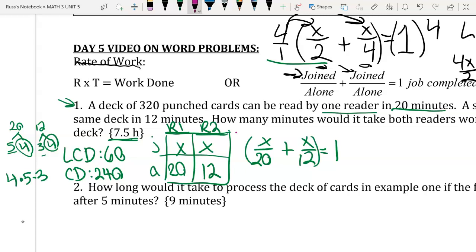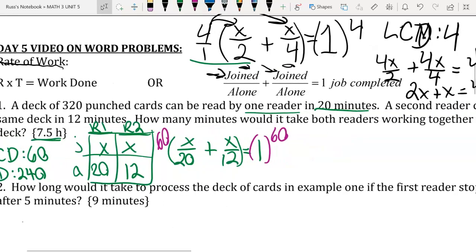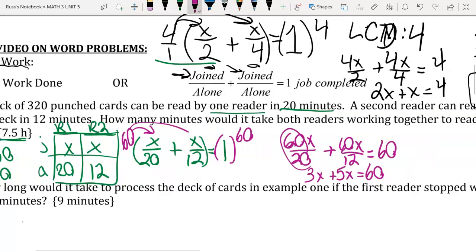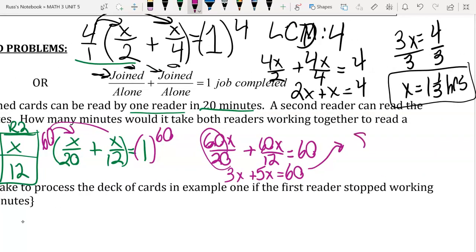Now, you can multiply by 240. You will still get the same answer if you do your algebra right. But I'm going to use the least because I don't feel like doing the bigger numbers. So 60 times x is 60x over 20 plus 60x over 12 equals 60. The reason I do this is these should now reduce. I get 3x plus 5x equals 60. So 8x equals 60 and divide by 8. When I divide by 8, I should get 7.5 minutes.